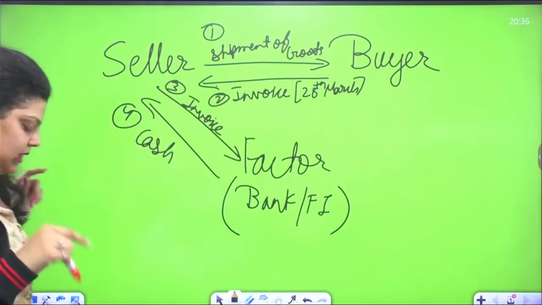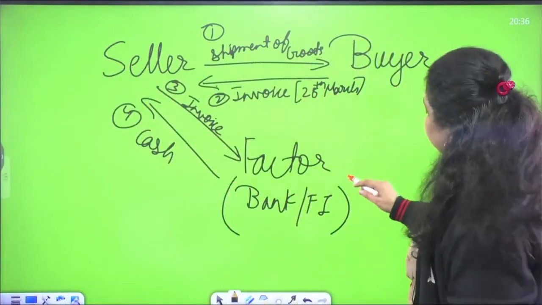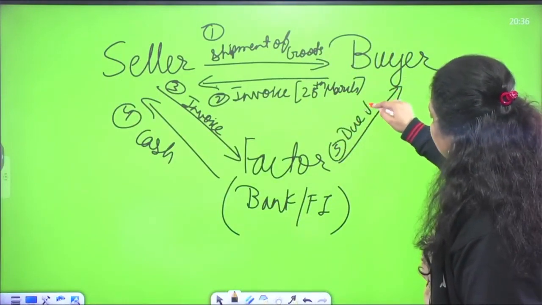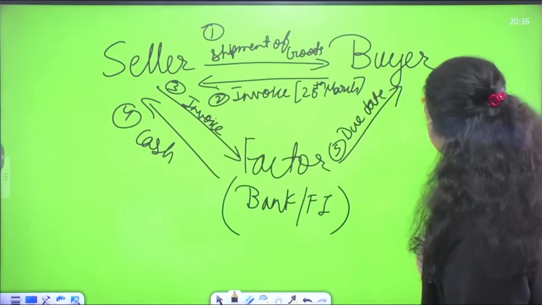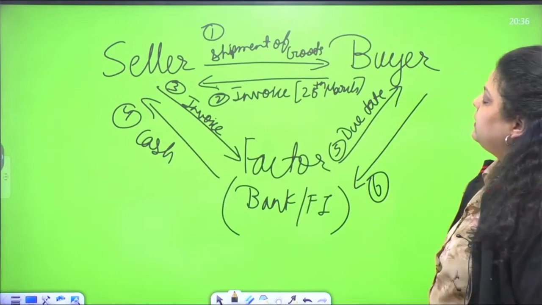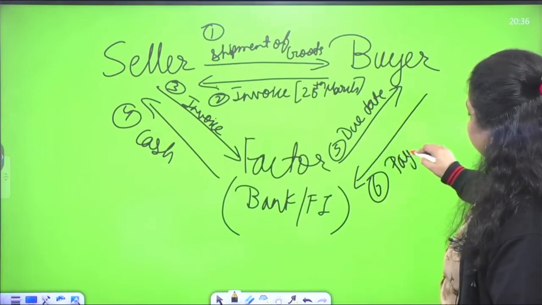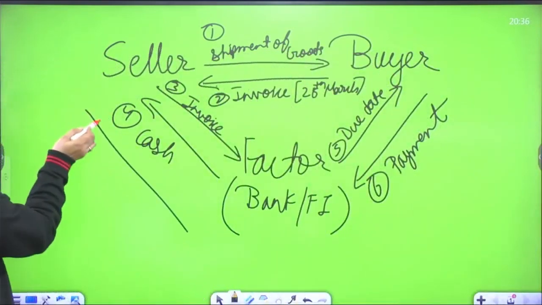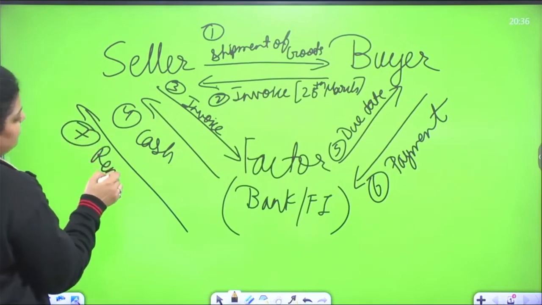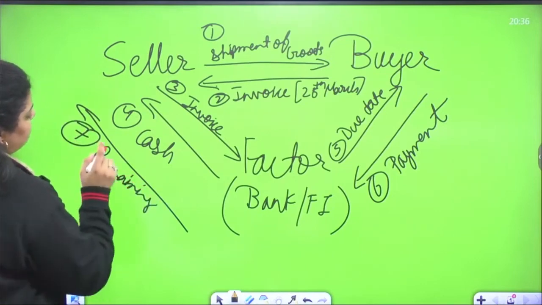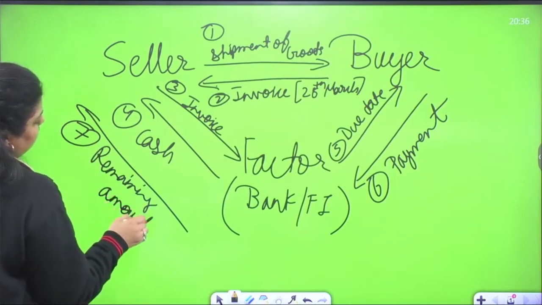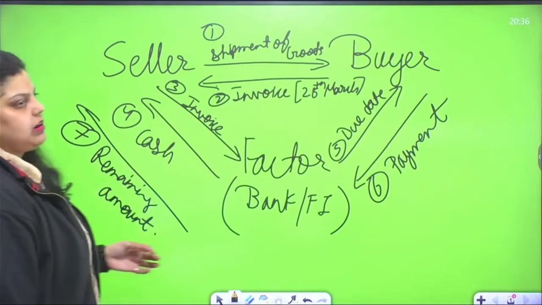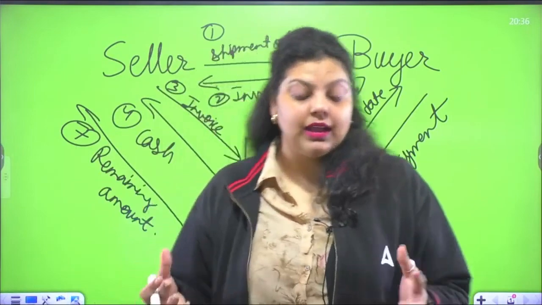Now when the due date comes, let's say the due date is 26th of March, in the fifth step the factor will go to the buyer and ask for the payment. In the sixth step, the buyer will make the payment of the invoice to the factor, and the last step is that the remaining amount will be sent by the factor to the seller. This is what factoring is. All the mechanism I have defined here is factoring. Factoring means when the seller goes to the bank and asks for immediate cash.